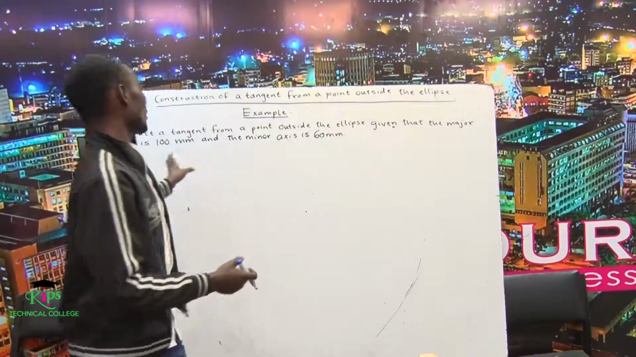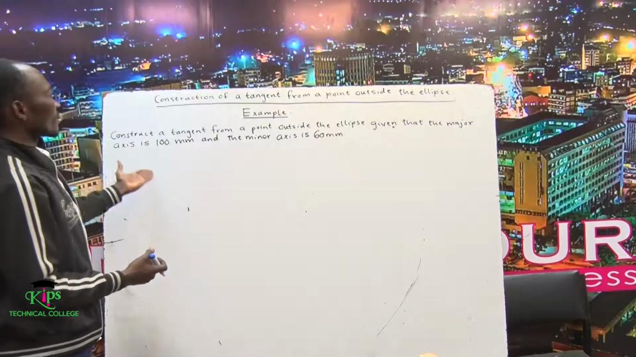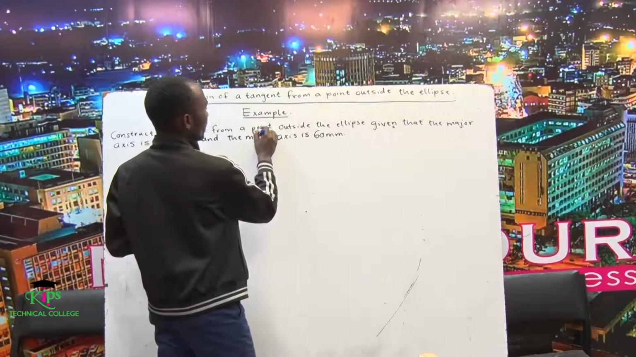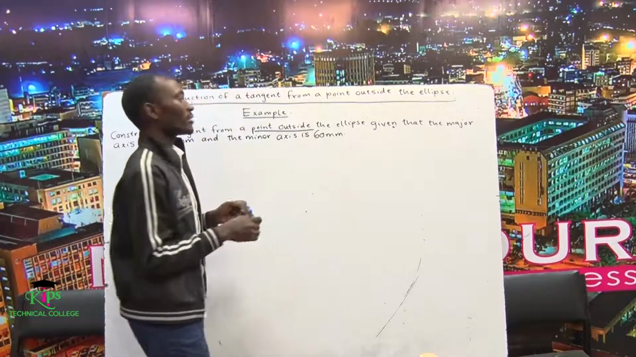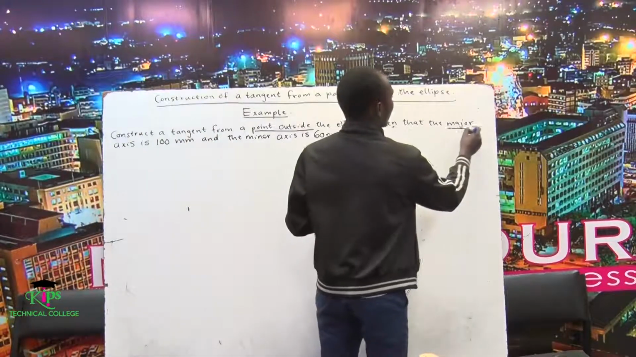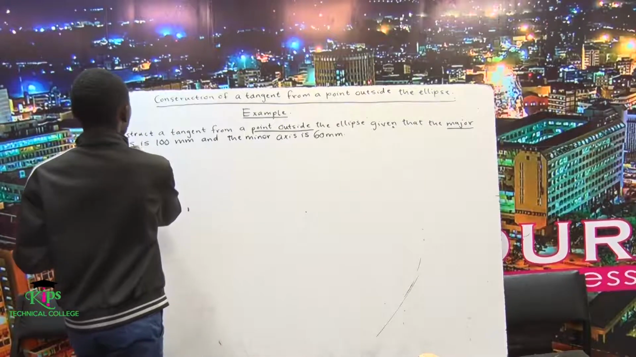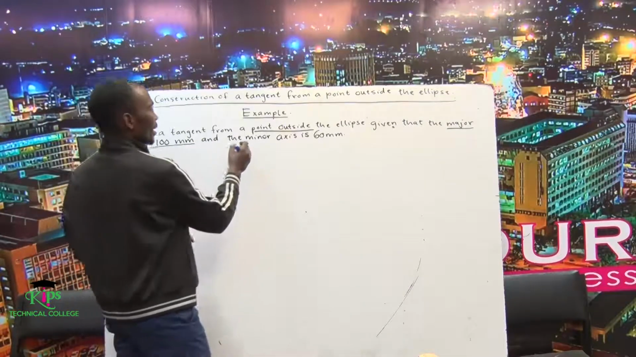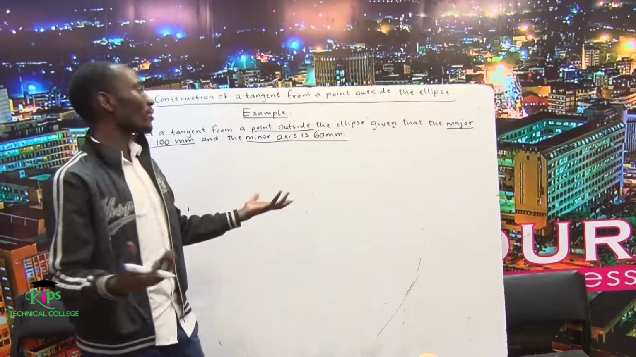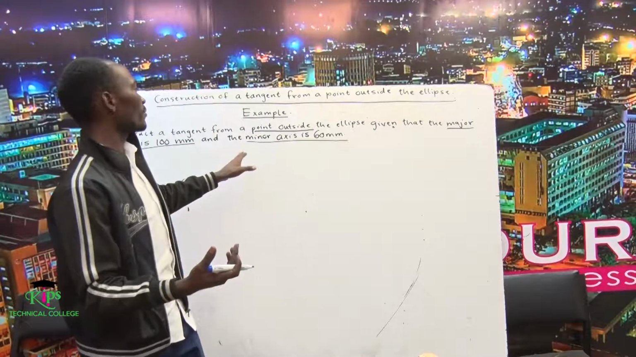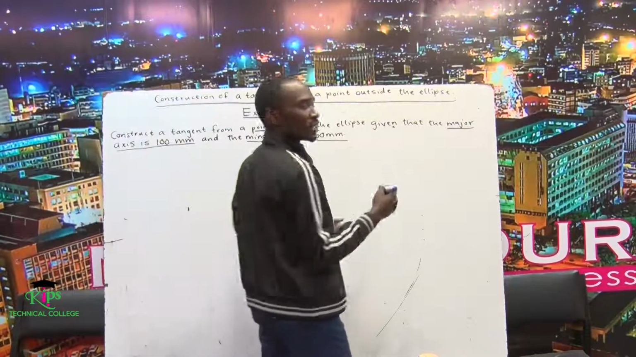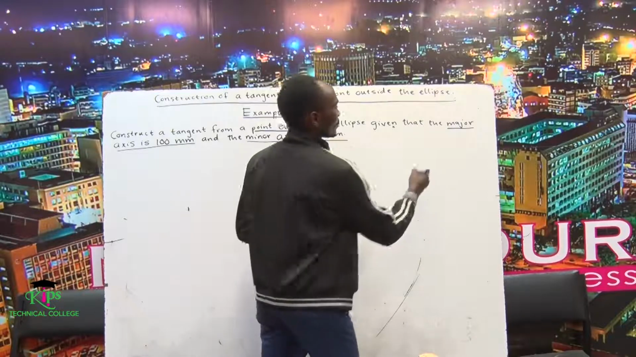So, for instance, this is the question. You have been told to construct a tangent from a point outside the ellipse, given that the major axis is 100 millimeters and the minor axis is 60 millimeters. To draw this ellipse, first of all, we said that you have to concentrate with the minor axis to get your focal length.